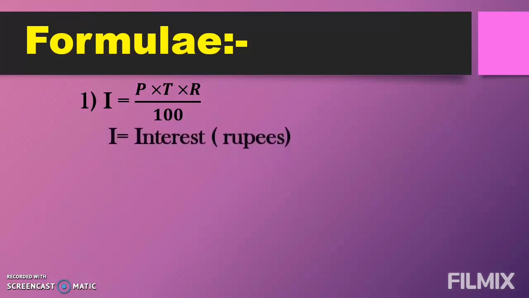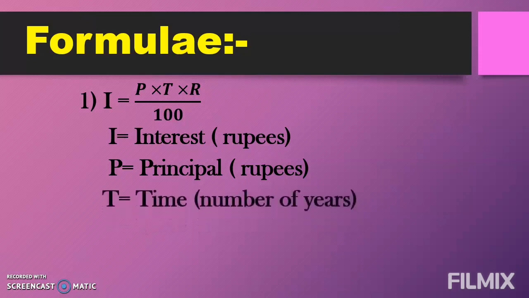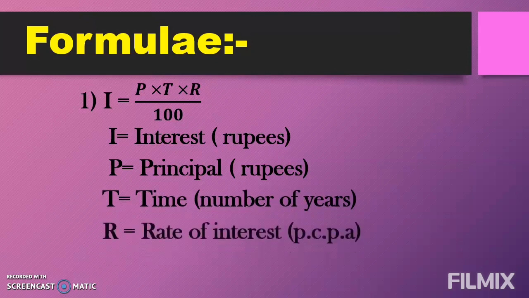I is for interest and its unit is rupees. P is principal, the amount whatever we are borrowing from a bank or we are depositing in a bank or whatever amount we are taking as a loan, that amount is known as principal and its unit is rupees. T is time, that is number of years. R is rate of interest, its unit is PCPA. PC here stands for percentage. P is for per. A is for annum, that is year. So PCPA is percent per annum.